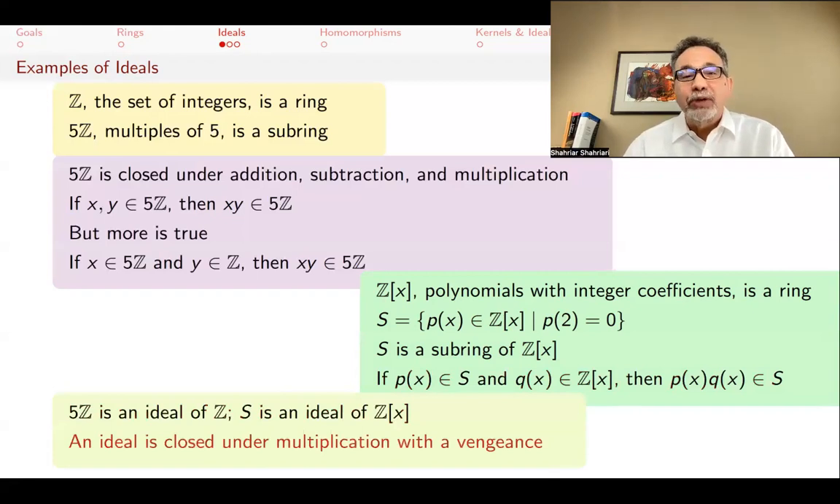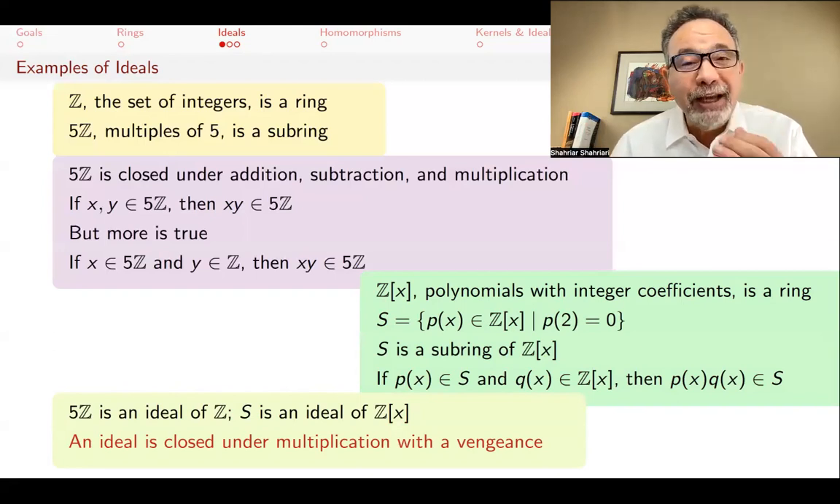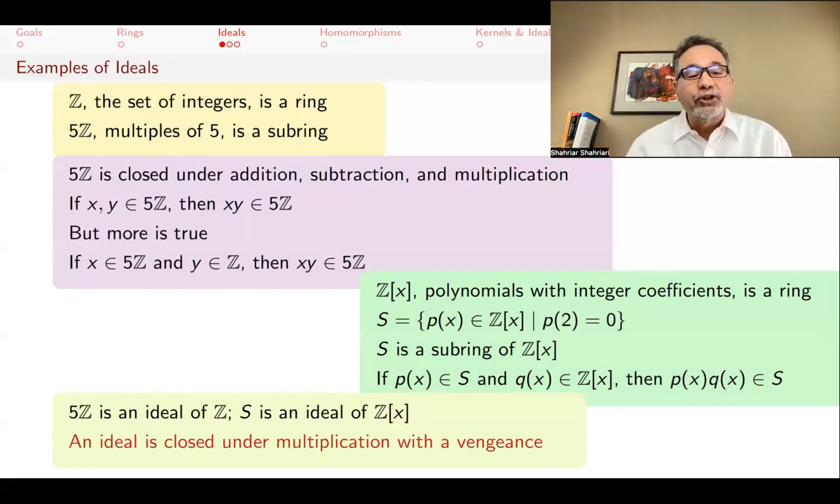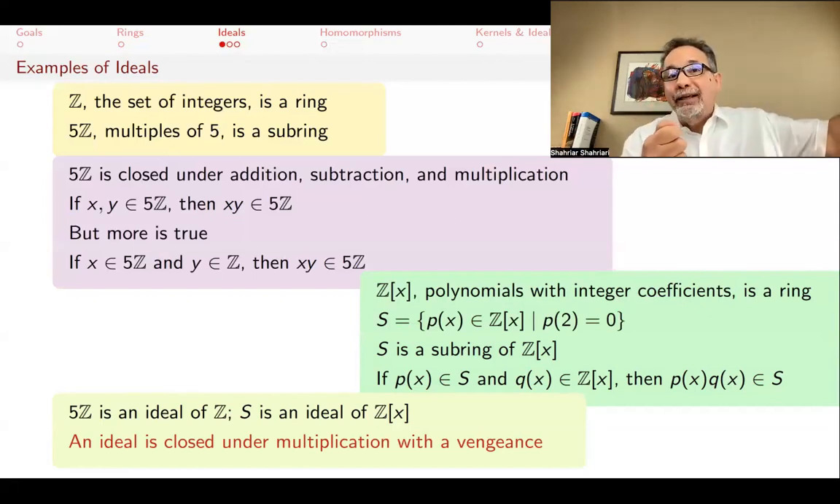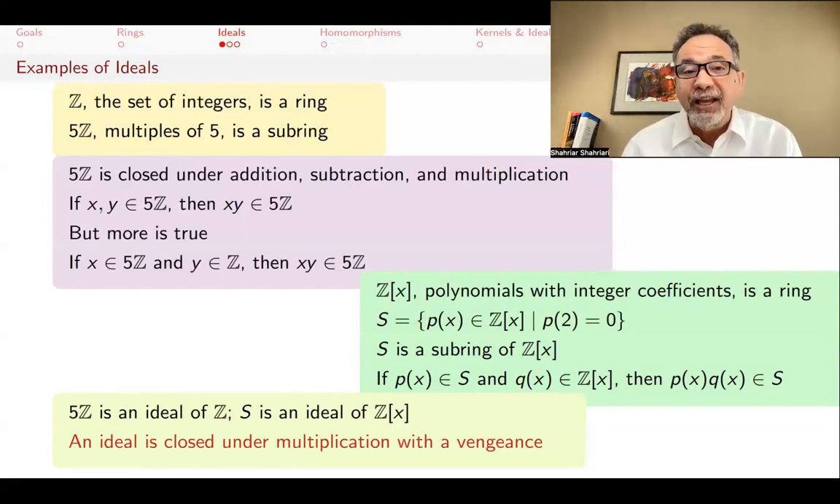An ideal is a subring, so closed under addition, subtraction and multiplication. But then for the multiplication part, there's more to it. It's closed under multiplication with a vengeance. Not only do you get to multiply two elements in the ideal and get something in the ideal, you get to multiply something in the ideal by anything and still stay within the ideal.